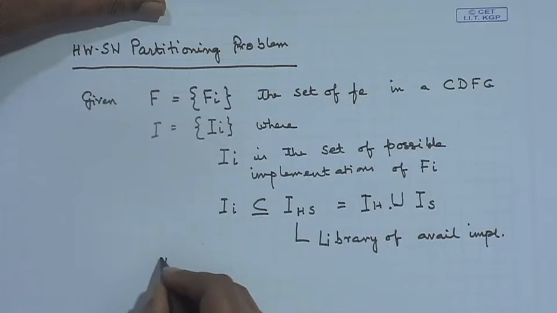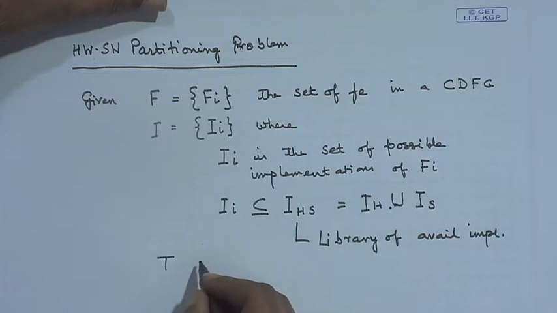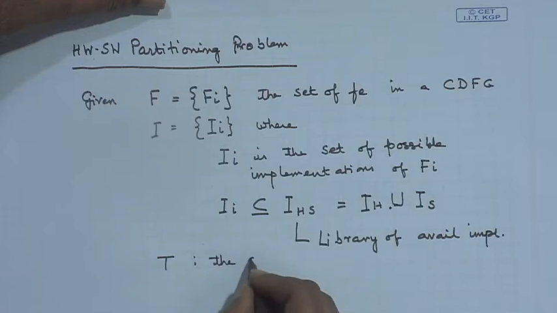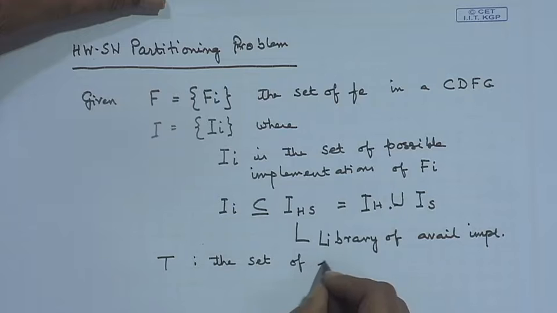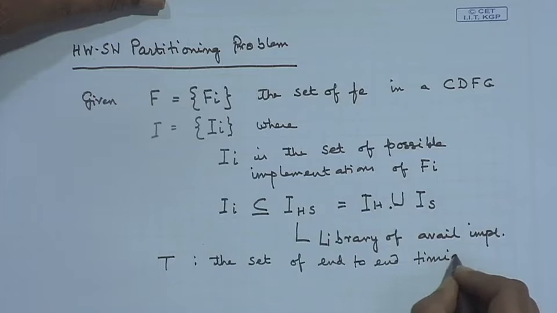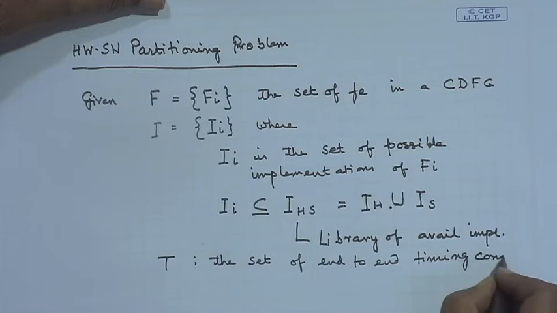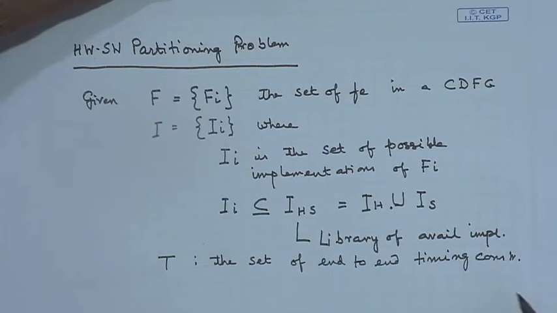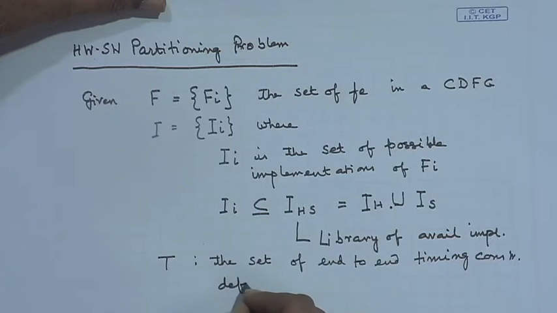And there is T, which is the set of end to end timing constraints defined over parts of CDFG.